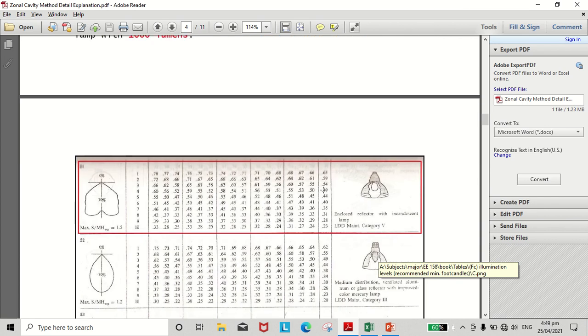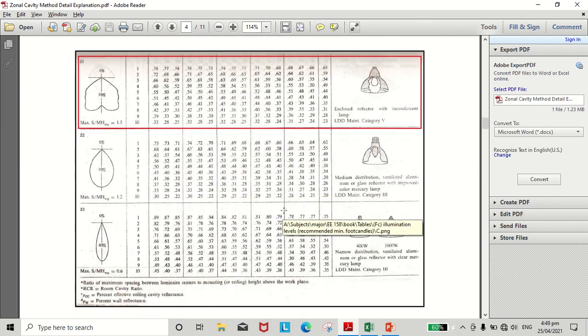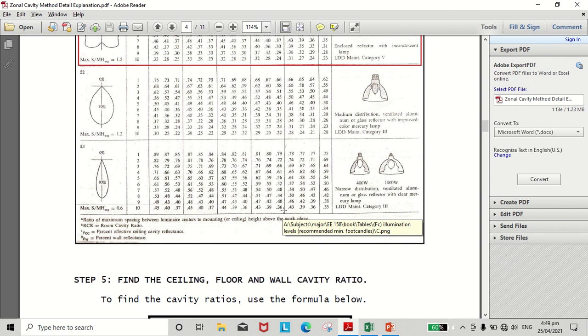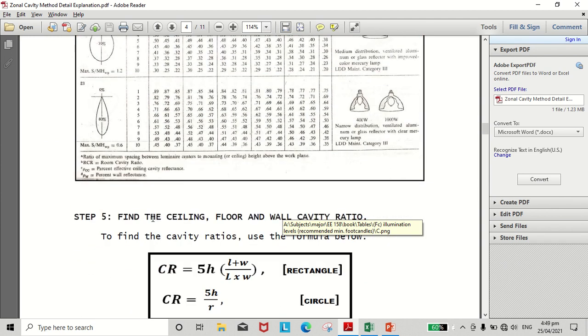By the way, this table can also be found in the National Electrical Code and at the same time in the Philippine Electrical Code, so it is complete there. So, step 5.